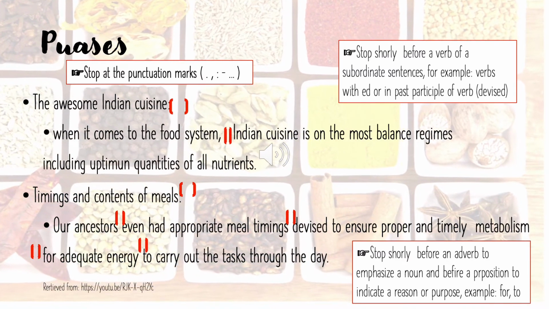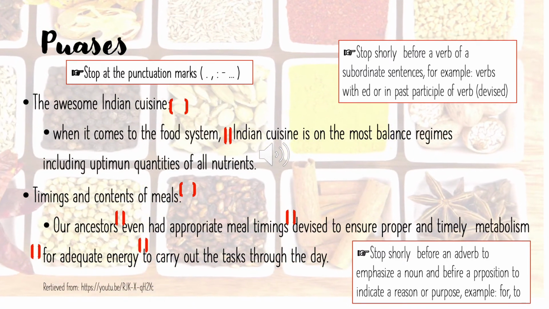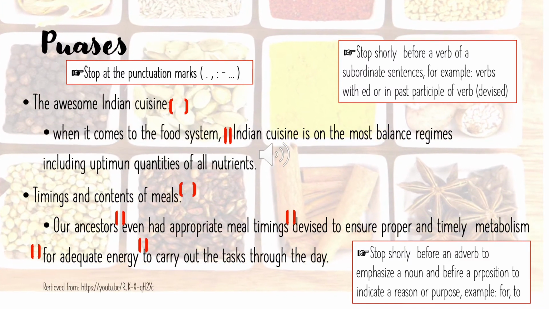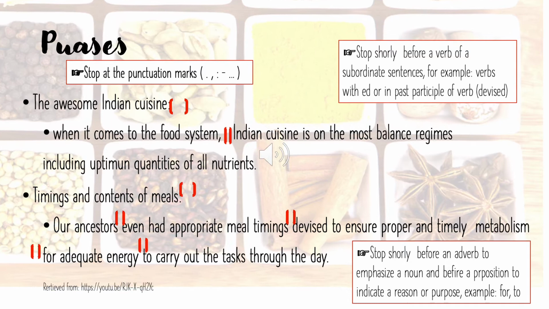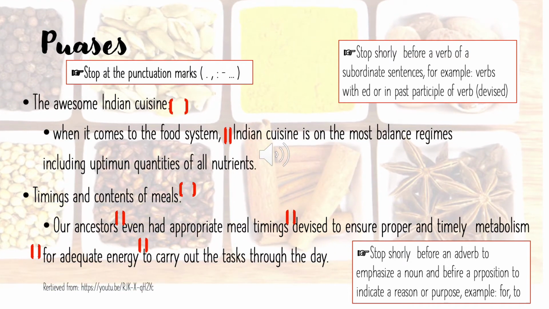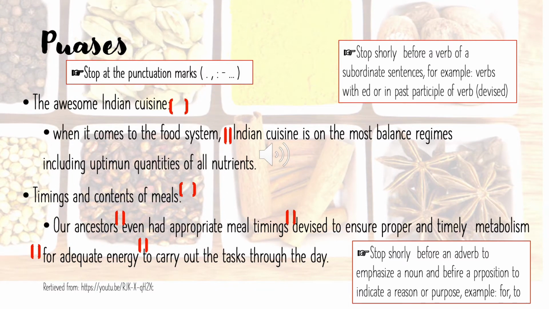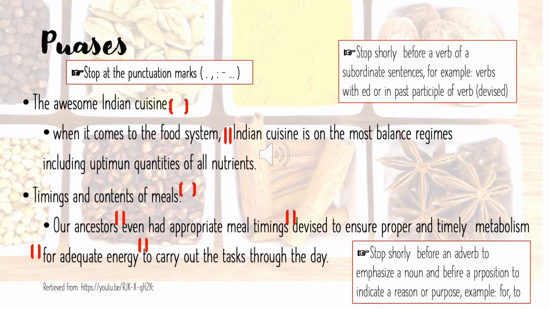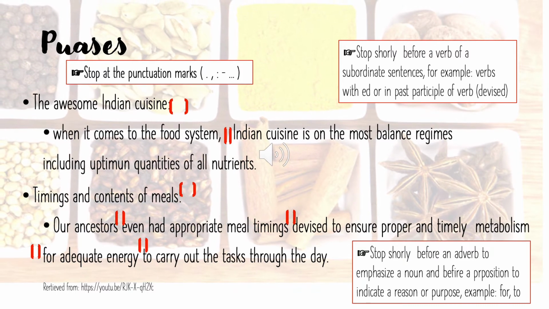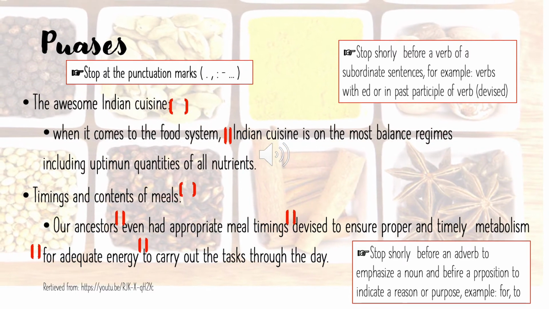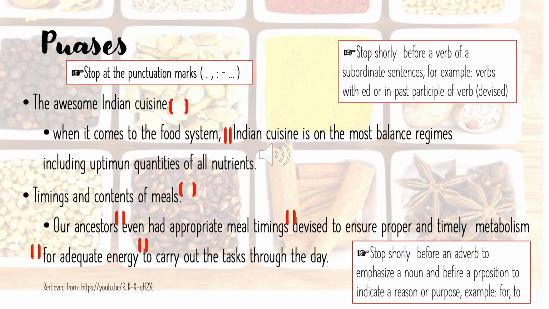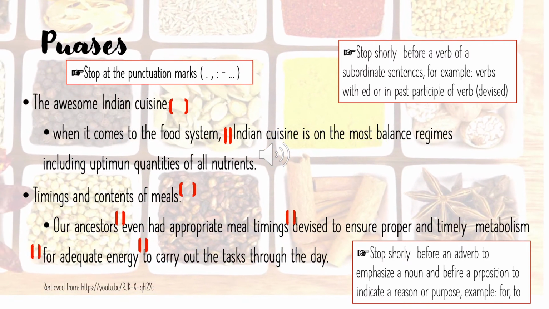Some other tip to consider is before the prepositions, alright? The prepositions that indicate some purpose. For instance, for or to. Okay, I'm going to read in a whole this sentence. Our ancestors even had appropriate meal timings, devised to ensure proper and timely metabolism for adequate energy to carry out the task through the day. You got that? Okay.